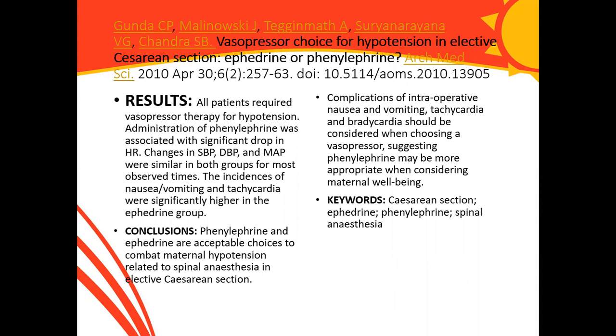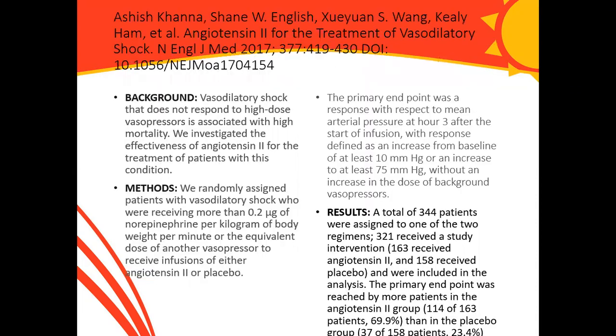So they concluded that phenylephrine and ephedrine were acceptable choices to combat maternal hypotension related to spinal anesthesia in elective cesarean section. When they looked at the complications, they found that intraoperative nausea and vomiting, tachycardia and bradycardia should be considered when using vasopressors, which suggests that phenylephrine is still superior to ephedrine for combating hypotension following spinal anesthesia for cesarean section in the obstetric population.